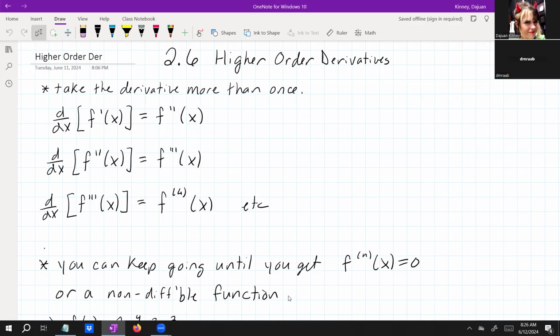Hi, as promised, we have another derivative type, but we don't have to learn any new techniques. So 2.6 is called higher order derivatives. Basically, you just keep taking the derivative of a function. So if you have taken one already, you take it twice. We call this the second derivative. Then we have the third derivative, the fourth, etc.